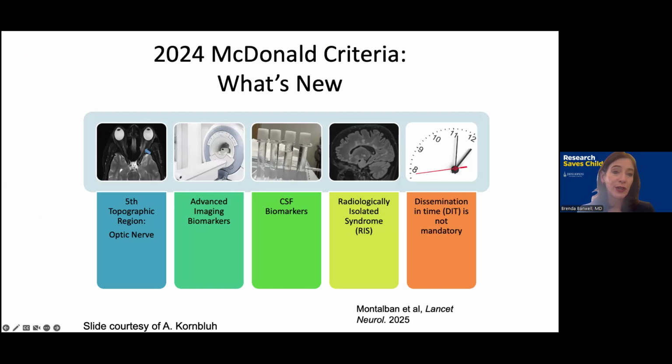So what's new in the current criteria? So as a practitioner, if you're making the diagnosis of multiple sclerosis in your clinic, the new version of the criteria have a few important components. 1, lesions of the optic nerve now count as one of the 5 topographical regions, whereas previously it was periventricular, juxtacortical, infratentorial, and spinal cord. So the 5th now is optic nerve. As we illustrated with the central vein sign and paramagnetic rim lesions, those findings on imaging can contribute to confirm the diagnosis of multiple sclerosis. They were not included in the previous criteria.